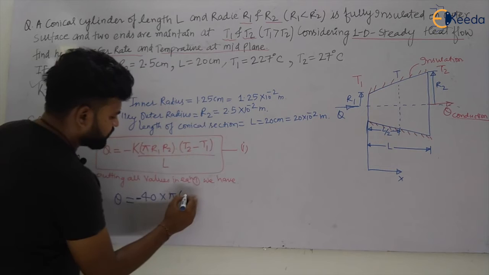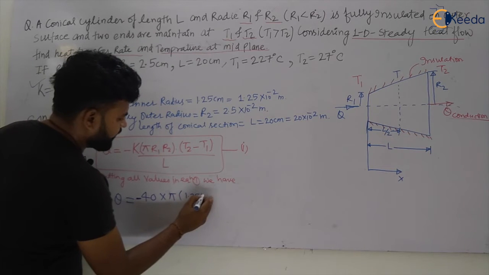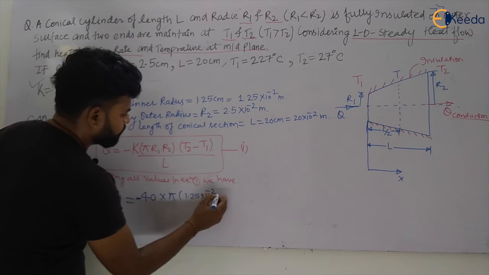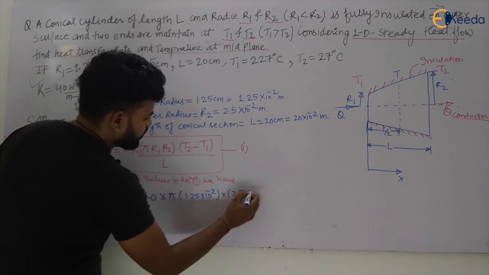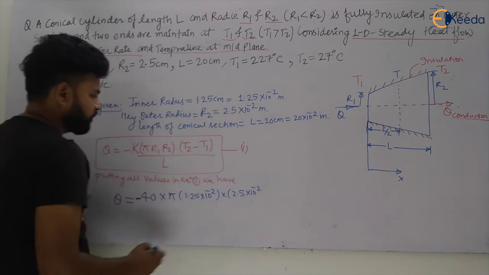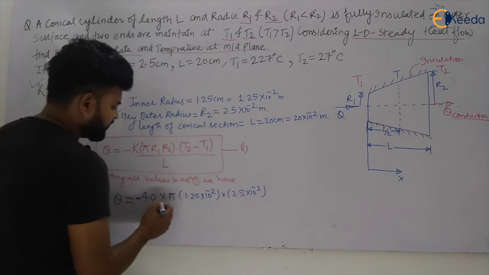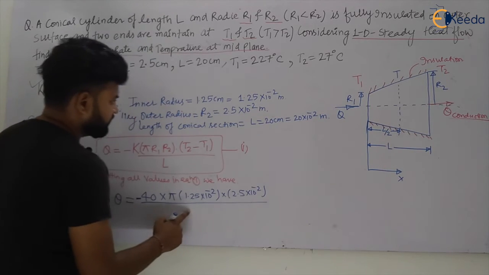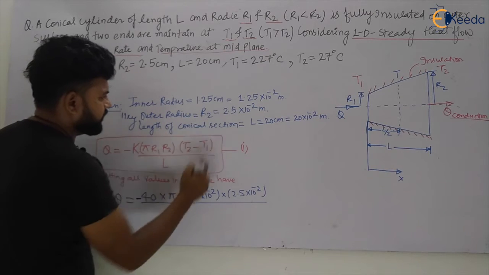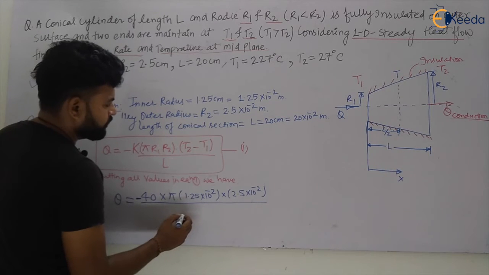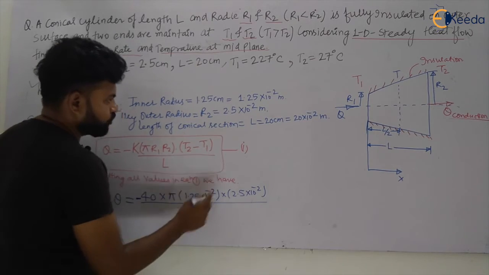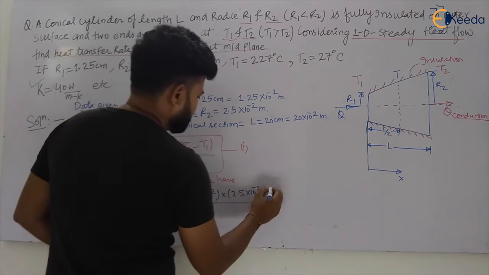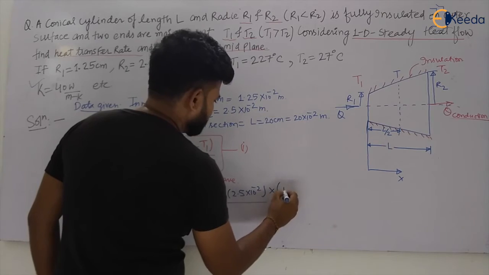into R1. R1 is how much? 1.25 into 10 to the power minus 2, into R2. What is R2? 2.5 into 10 to the power minus 2. Okay. Now divided by L. What is L, my dear students? L is 20 centimeter, so this will become 0.2 meter, multiplied by delta T. What is delta T? T1 minus T2.